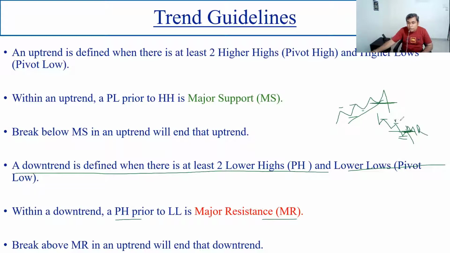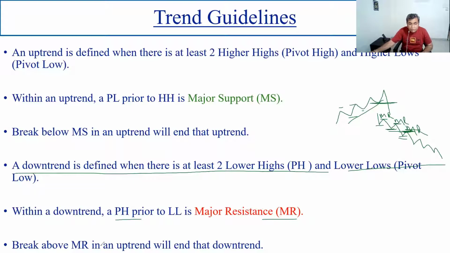So likewise, you have major resistance here, you have major resistance here, right? Because all these are pivot highs, and any pivot high prior to a lower low. So for this pivot high, the prior lower low is this one. For this pivot high, the prior lower low is this one. And likewise, it will keep on moving like that.